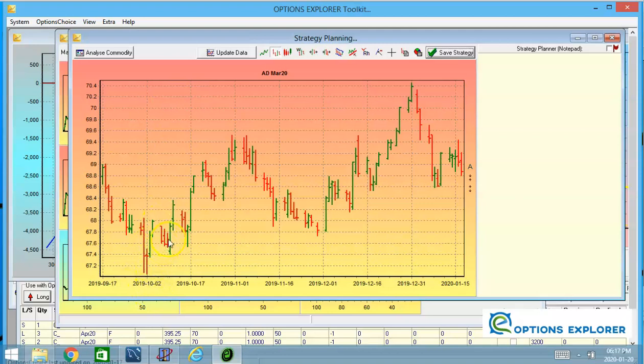Now I'm making money as the market goes up. Here the market turns around, 1, 2, 3. Okay, it turns around. I swap into a short call again. So now with the short call, I'm making money as the market goes down. 1, 2, 3. The market has turned around. I swap to a short put. I'm making money as the market goes up.